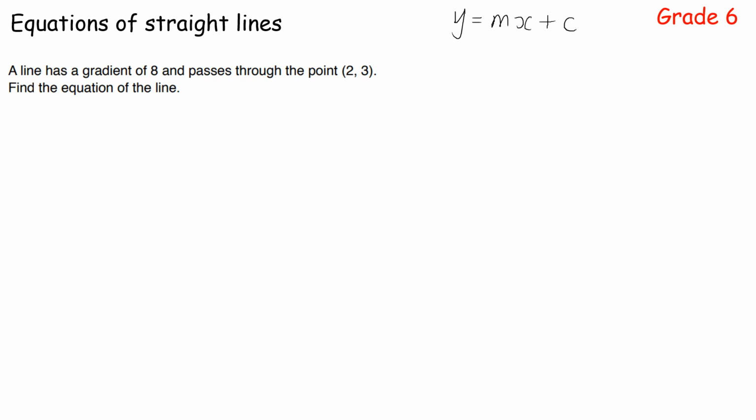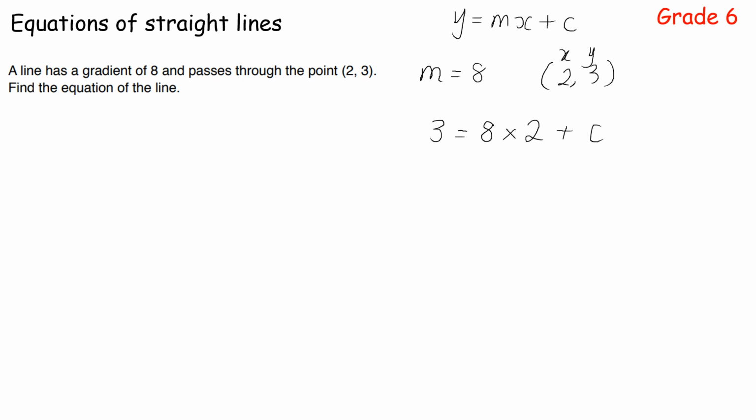Now when we have y equals mx plus c, x and y are the coordinates, m is the gradient, and c is the y-intercept. So I have been given the gradient, which is 8, so m equals 8, and I've got a set of coordinates (2, 3). 2 is the x-coordinate, 3 is the y-coordinate. So let's substitute all that we have into y equals mx plus c. So y, which is 3, equals m, which is 8, multiplied by x, which is 2, plus c.